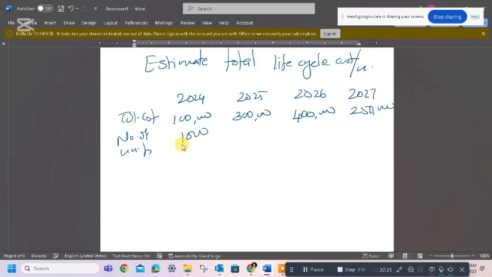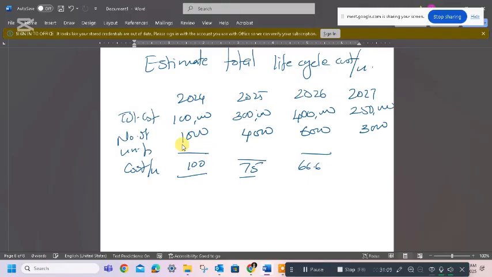Number of units, say 1,000 units here, 4,000 units here, 6,000 units here, 3,000 units here. If this is the number of units, if you find cost per unit year on year, 100,000 divided by 1,000, in this year it will be 100. 300 divided by 4, this year it will be 75. 400 divided by 6, how much is that? 66.67. 250 divided by 3, this year it will be 83.33.